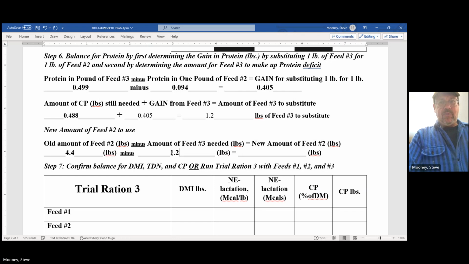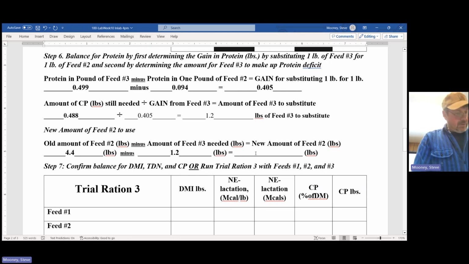So our old amount of feed 2, 4.4, minus 1.2 feed 3, that gives us 3.2 for our new amount of feed 2. So we proceed to ration 3.